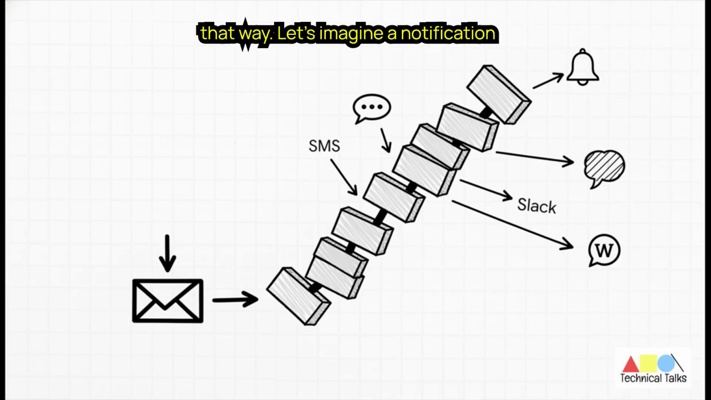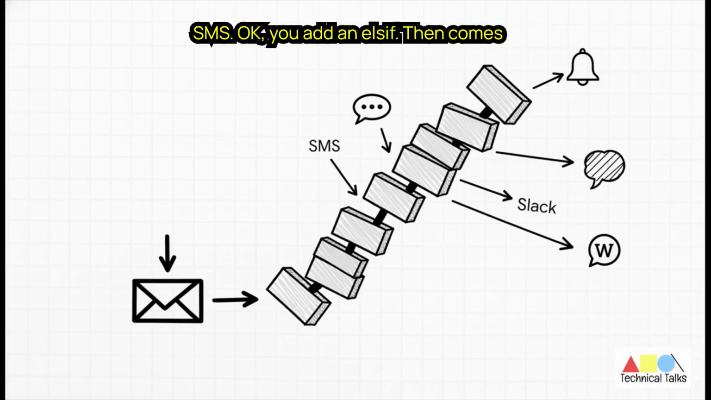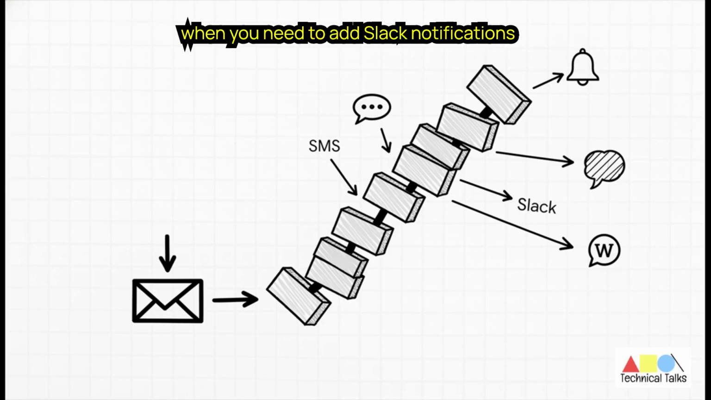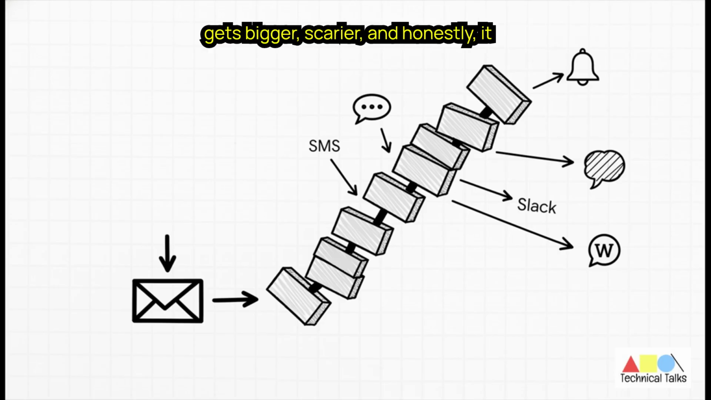Let's imagine a notification system. First, you add an if statement for email. Easy enough. Then, your boss wants SMS. Okay, you add an else if. Then comes push notifications, and another else if. Before you know it, you've got this monster block of code. And what happens when you need to add Slack notifications or WhatsApp? This one chunk of code just gets bigger, scarier, and honestly, it becomes a total nightmare to maintain.